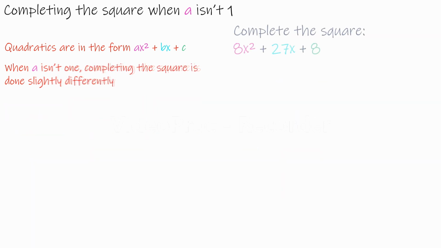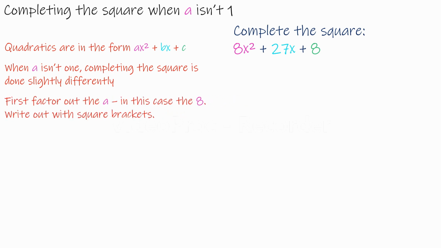Let's take a look at another example. If you would like, you can pause the video now and try this for yourself, otherwise carry along with me. So first of all, we're going to factor out the a again. In this case, we have 8, and we're going to write this out with square brackets, dividing everything in the quadratic by 8. So we have 8x squared divided by 8, giving us x squared, plus 27 over 8 x, again left as a fraction, plus 8 over 8, which is obviously 1.